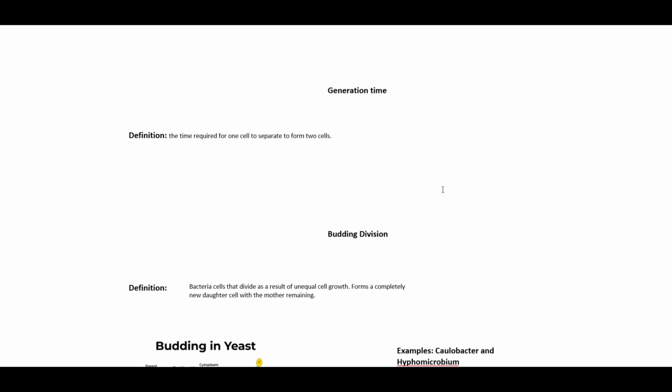Next we have generation time. It is the time that is required for one cell to separate to form two cells.